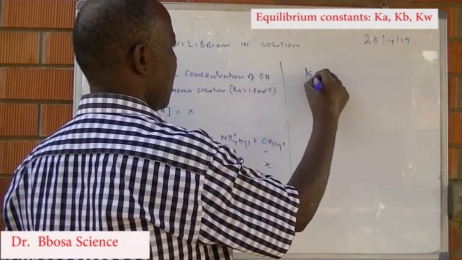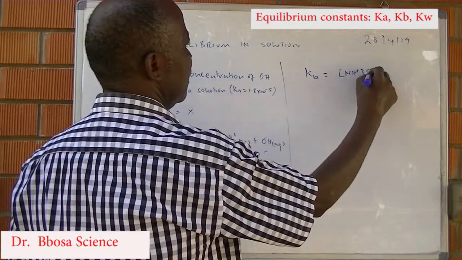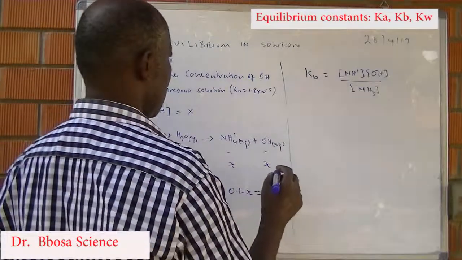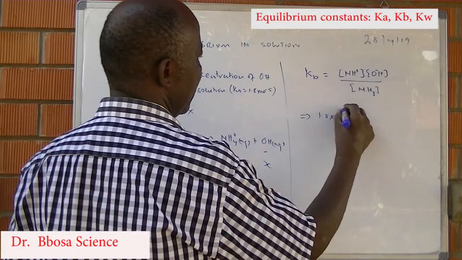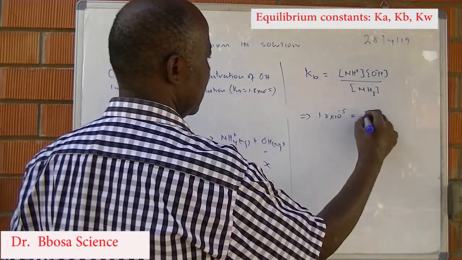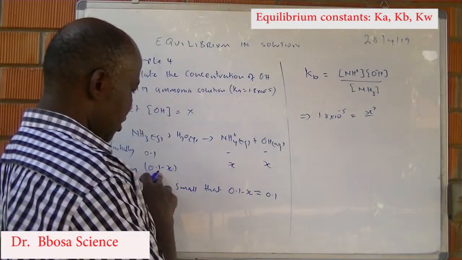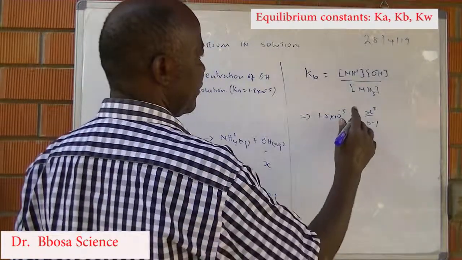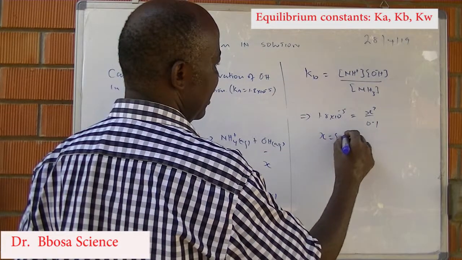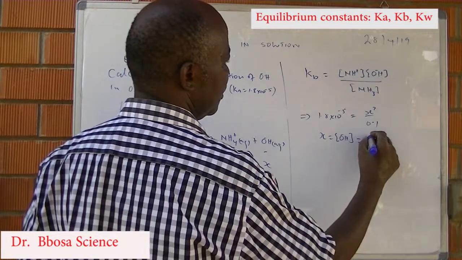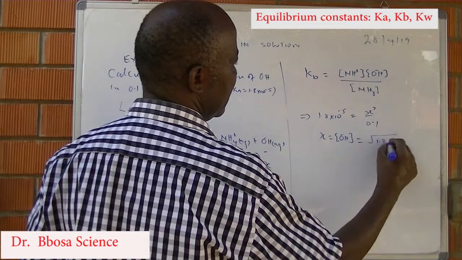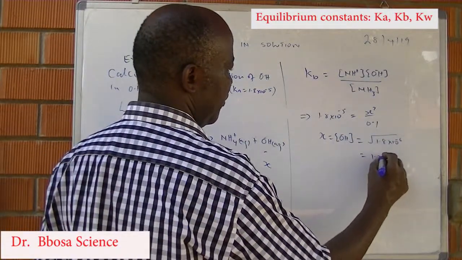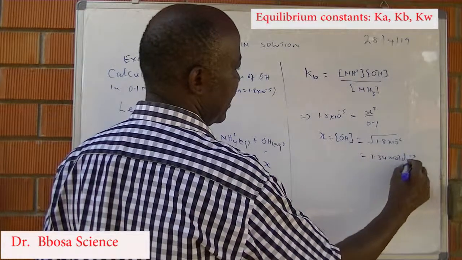Kb is equal to the concentration of ammonium ion times the concentration of hydroxide ion over the concentration of ammonia. It implies that 1.8 times 10 to the power negative 5 is equal to X squared over 0.1, because we said that 0.1 minus X is approximately equal to 0.1. Therefore, X, the concentration of hydroxide ions, will be equal to root of 1.8 times 10 to the power negative 6, which is equal to 1.34 moles per decimeter cubed.